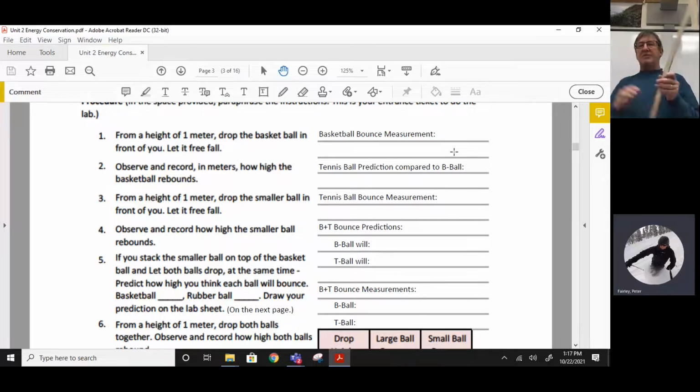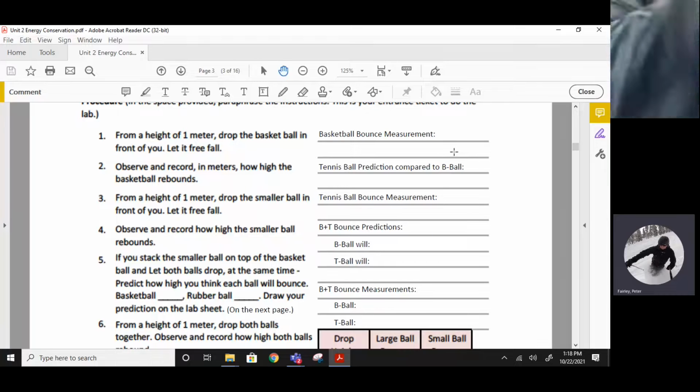And all you have to do is move decimals around to make conversions. At any rate, we dropped the basketball from 1 meter high. We measured its bounce. We did the same thing with a tennis ball, dropping it from 1 meter high, measuring how much it bounced back. I did that in the other video.